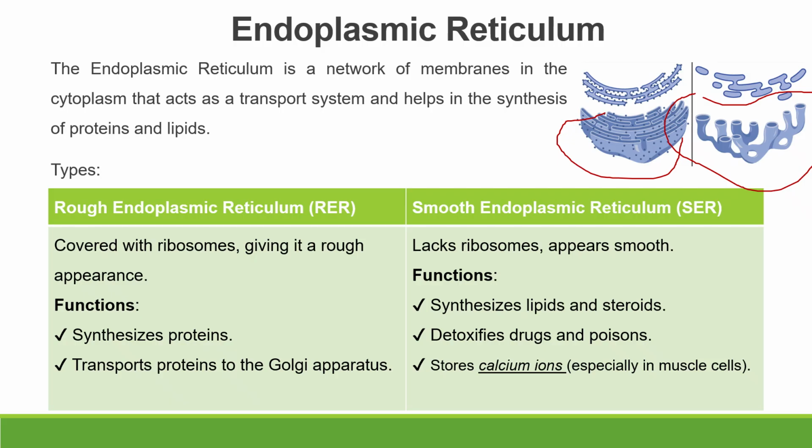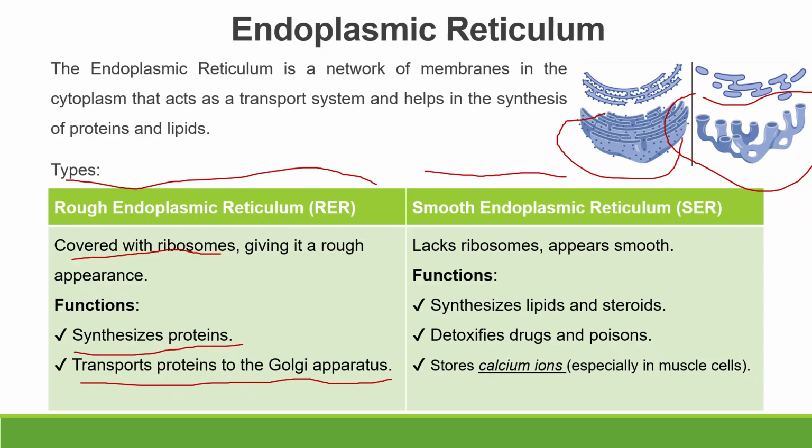So I have divided it into two types here. You can see RER and SER, rough endoplasmic reticulum and smooth endoplasmic reticulum. Rough endoplasmic reticulum is covered with ribosomes. That is why we call it rough endoplasmic reticulum, because of its rough appearance, and it helps mainly in synthesis of proteins and transporting the proteins to the Golgi apparatus.